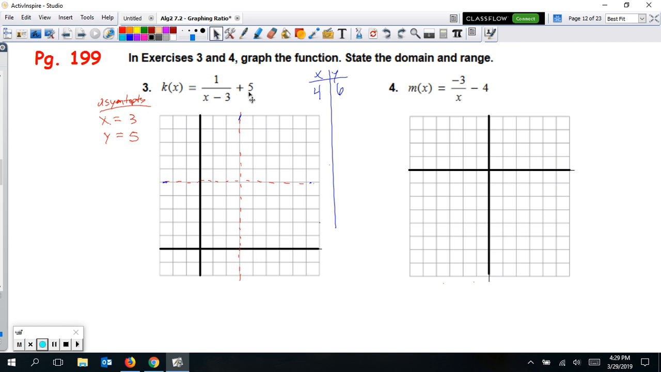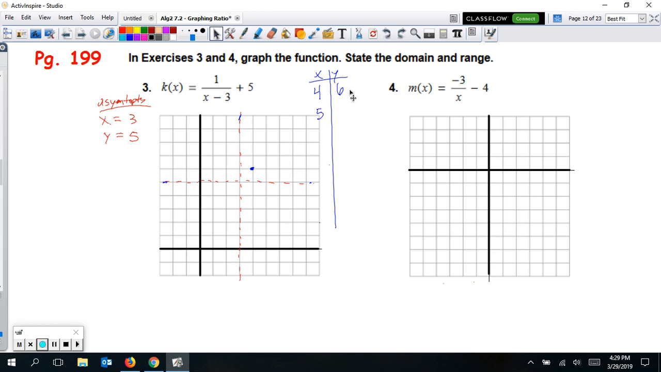I'm not going to do the extra little scratch work, but you can do that on the side if you want to. So I'm going to plot that point there. So there's 4, 6, and so that's in this quadrant here. If we think of this as 4 quadrants, it's like the first one.